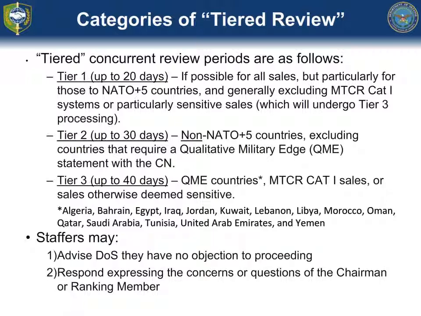So for QME sales, or MTCR Cat 1 or otherwise sensitive sales, we'll allow the Hill up to 40 days. So the idea was that, again, the staffers would notify State sooner if they could, if they have no objection to proceeding, or if not, the idea was the silence procedure would be invoked if they didn't have questions from the chairman or ranking member. In fact, that proved to be a very controversial point with the Hill staff, and the silence procedure, again, has been backed up. So you can get an idea, but no assurance from this timetable for Hill staff review of the case.